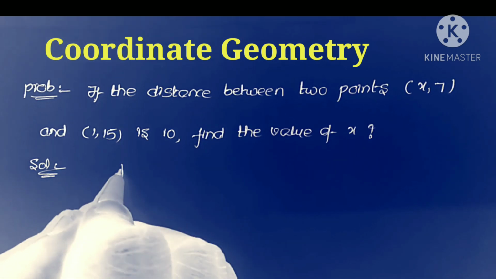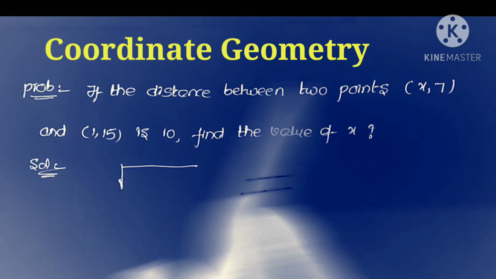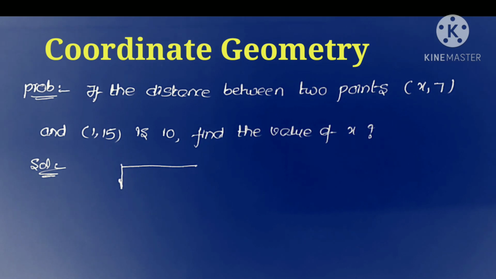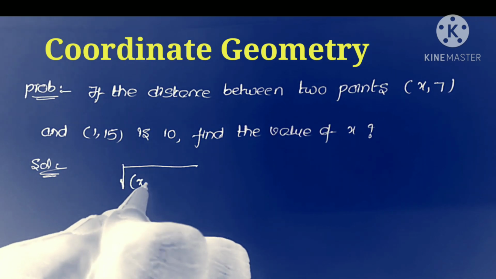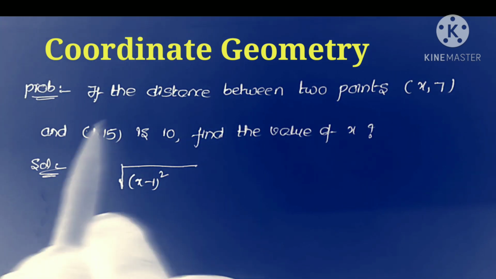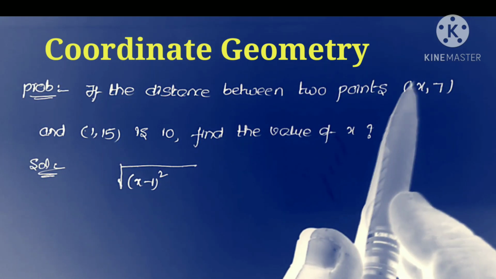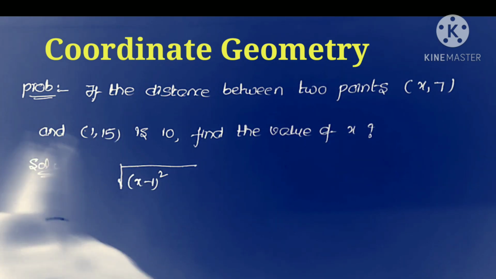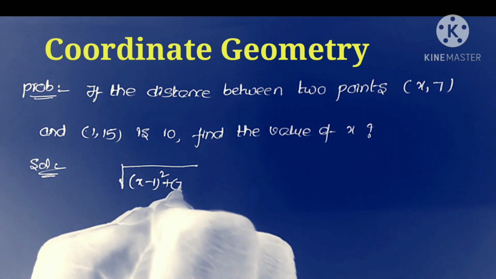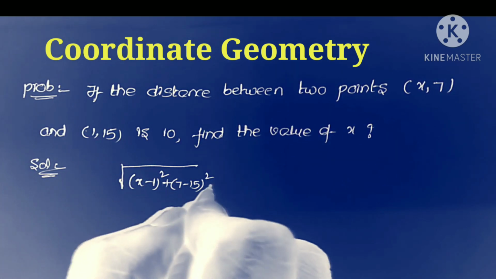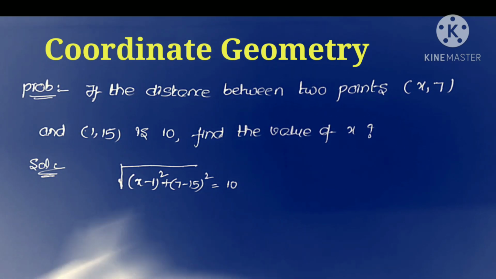What is the distance formula? Square root of (x2 minus x1) whole square plus (y2 minus y1) whole square. So (x minus 1) whole square plus (7 minus 15) whole square, and this is equal to 10. Distance is equal to 10.